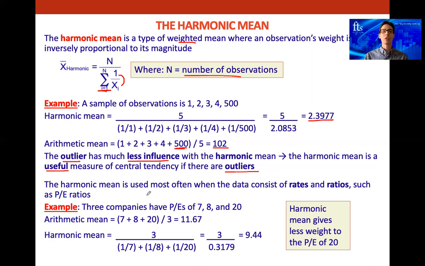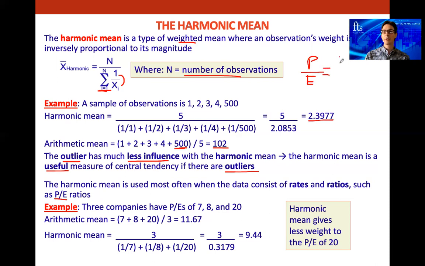And the harmonic mean is used most often when the data consists of rates and ratios, like with the PE ratio. Remember, a few classes ago, we discussed what the PE ratio is, and we did say we were going to do it in a lot of detail when we get to the equity section. But just to revise quickly, PE is like this. It's the share price divided by the earnings per share.